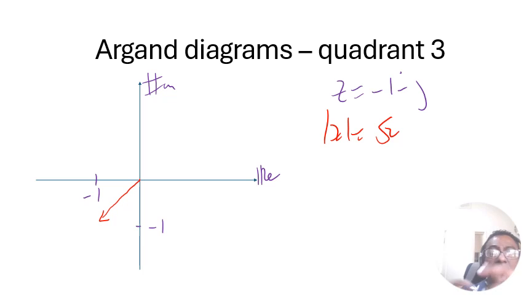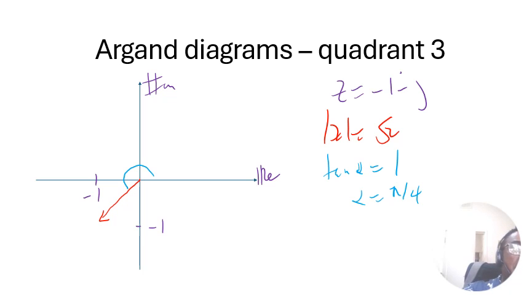If we introduce a reference angle, tan of alpha is real over imaginary, which gives 1, so alpha is pi by 4. That's in the first quadrant, 45 degrees. But if we had to get into the third quadrant, we go this way. In school, in degrees, it is 180 plus the reference angle, or pi plus pi by 4. But that will take us out of the domain of minus pi to pi.